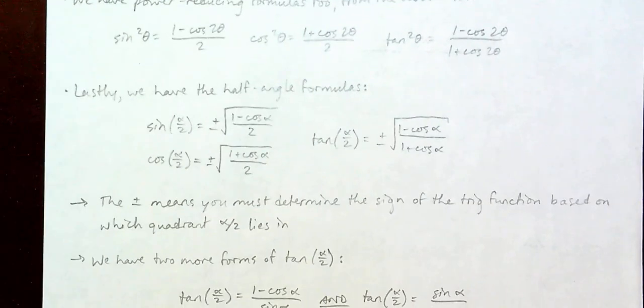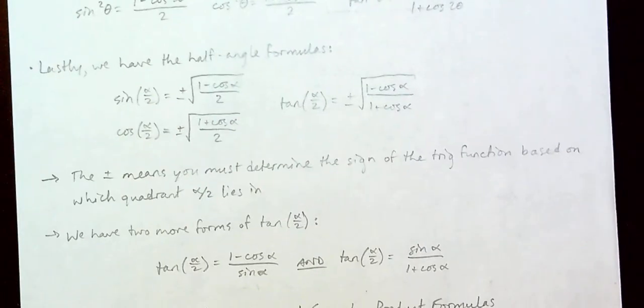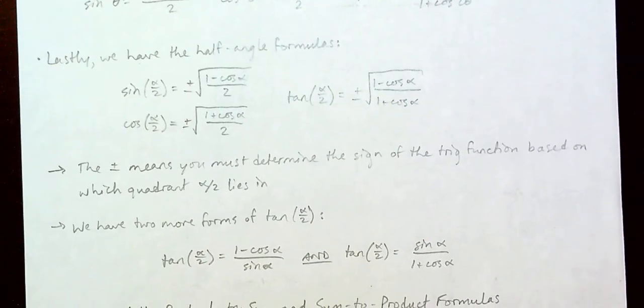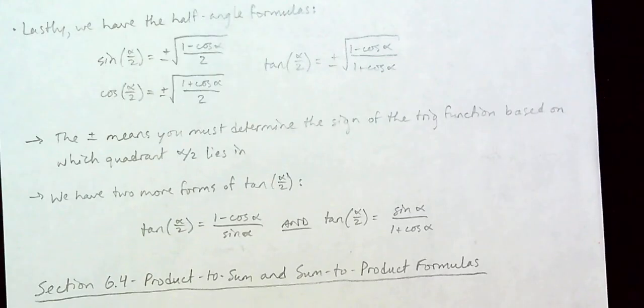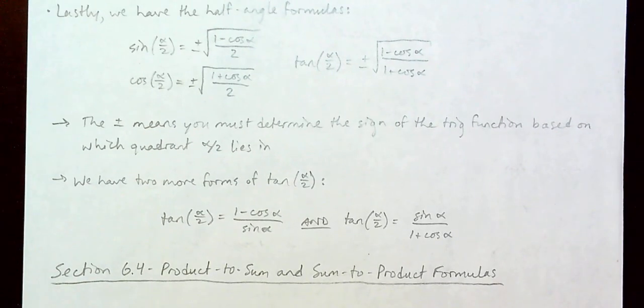Last thing I want to mention in this section are the half angle formulas. These guys are right here. Notice that there's plus or minus the square root. The plus or minus means you have to figure out the sign of the trig function based on the quadrant that alpha over 2 lies in. And there's a couple alternate forms there for the half angle formula for tangent.